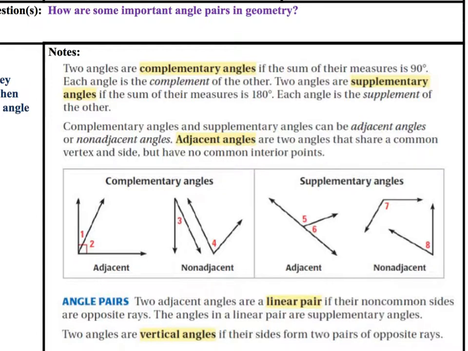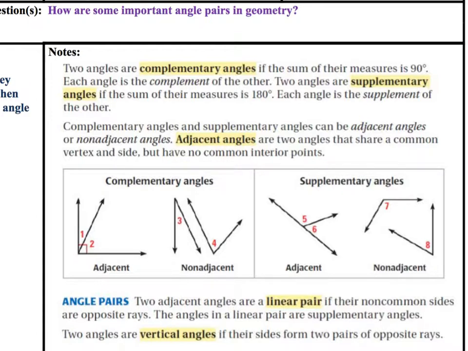Adjacent means side by side. So let's see. Garen's desk is adjacent to Seth's desk. They are side by side. So you guys are all sitting by someone. Your desks are adjacent to each other. So let's write this down so we don't forget.